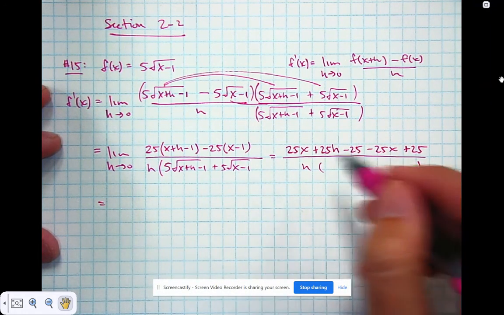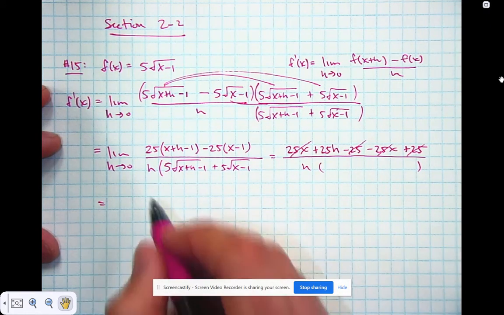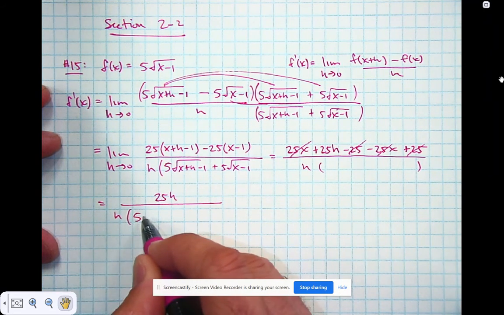Then look what all cancels, you guys. Your x's go away. Your 25s go away, leaving you just with 25h. So now I have 25h over h. Now I'm going to write this stuff because I'm actually going to do the limit.